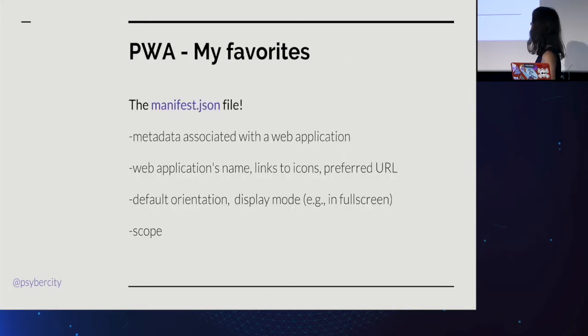Then we have the progressive web application and things to look at. So first of all, we have the manifest.json file. The manifest.json file contains metadata which associates it with the web application. It contains the application's name, links to icons, the preferred URL that your users should use when they open the application, or that the application will use when you add it as an application to your mobile screen. Also, it sets a default orientation if you want your application to be portrait or landscape, and the display mode, and the scope, which is the URL, if there is a deeper URL.